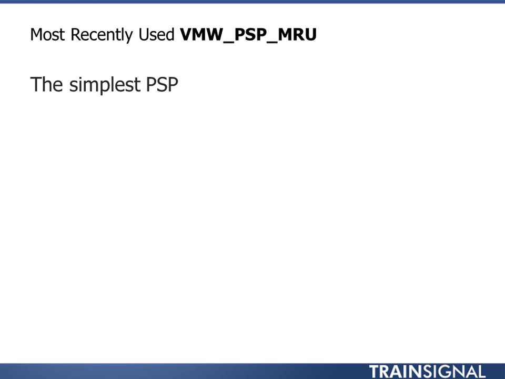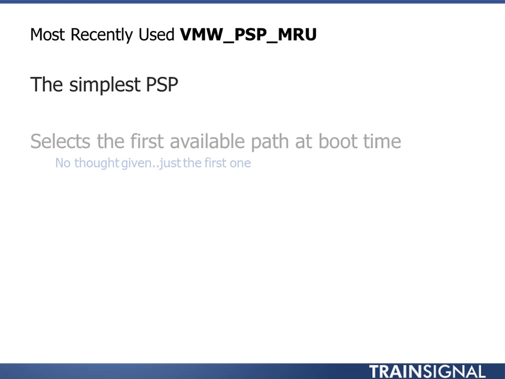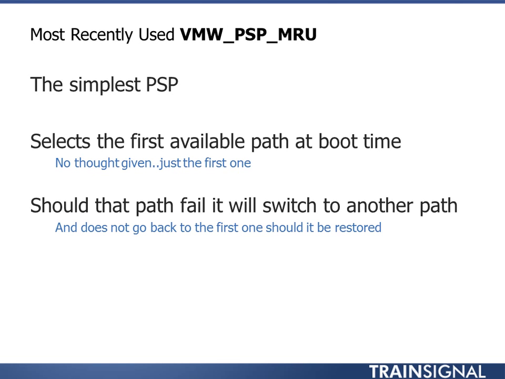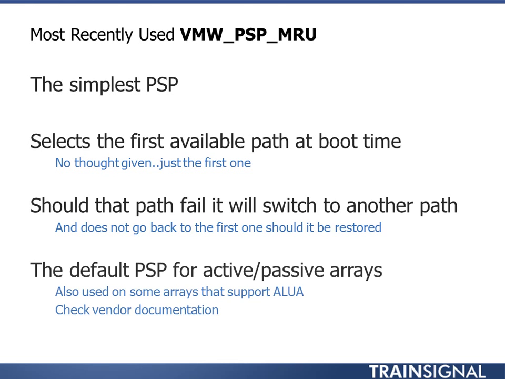So let's talk about the PSPs. First one is most recently used, MRU. It's the simplest, selects the first available path at boot time. It's no thought, first one it sees with access to a LUN, that's the one it uses. And should that path fail, it switches to another path and does not go back to the first one should it be restored. This is the default for active passive arrays, also used on some arrays that support ALUA.